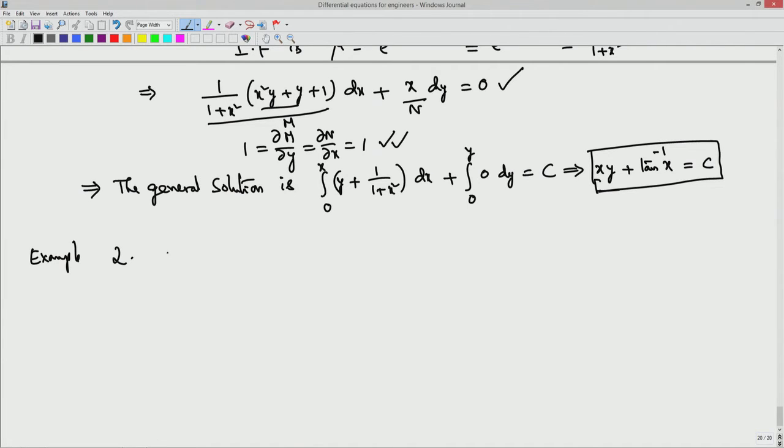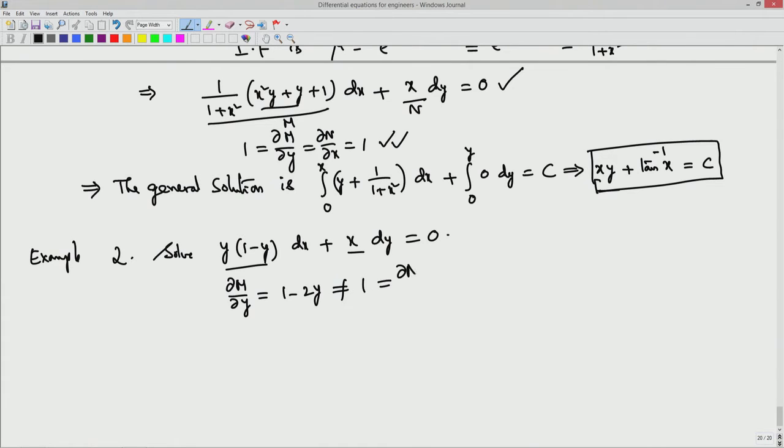I will take a simple example. y into 1 minus y dx plus x dy equal to 0. So how do I solve this? Clearly M is this, N is this. Del M by del y, which is equal to 1 minus 2y, is not the same as 1, which is actually del N by del x.